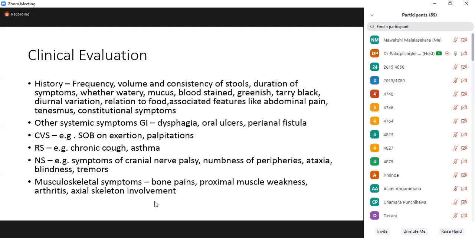as well. So going beyond the GI system, when it comes to the cardiovascular system, you might have to inquire whether the patient had any shortness of breath on exertion, palpitations. So if somebody has recurrent palpitations and fatigue and is going on to have chronic diarrhea, what does that indicate? What might be indicated? What are the things you might suspect? Somebody having chronic diarrhea, recurrent palpitations and fatigue.